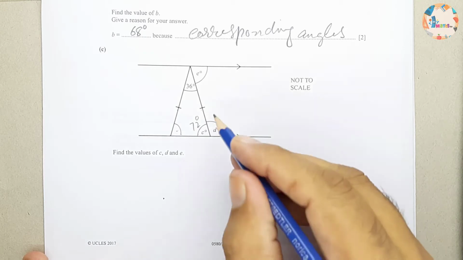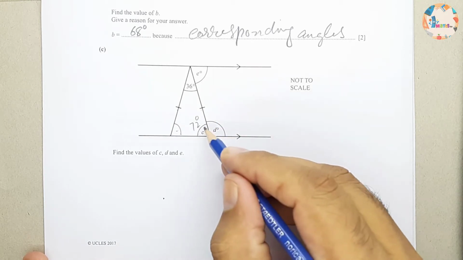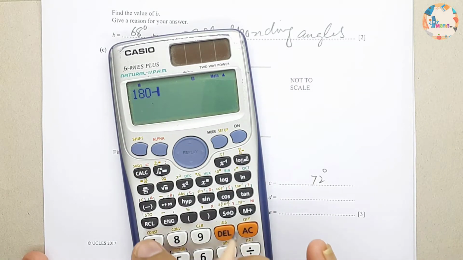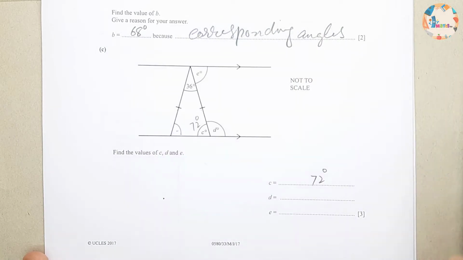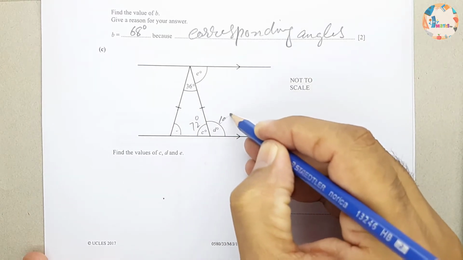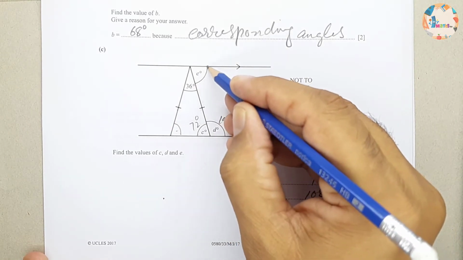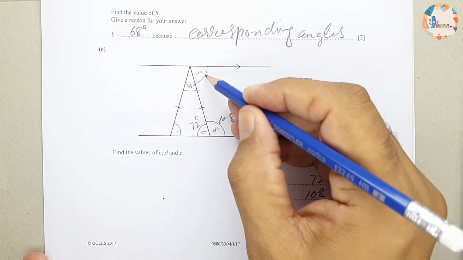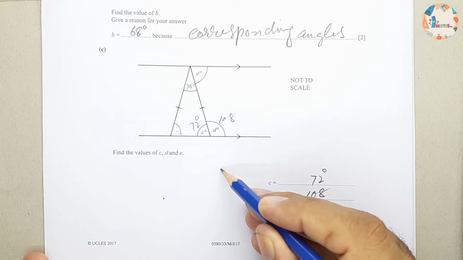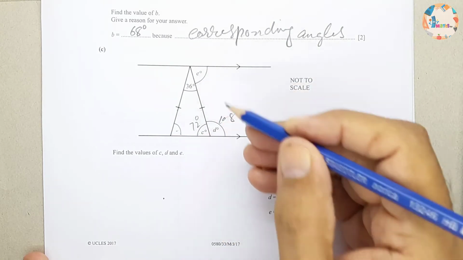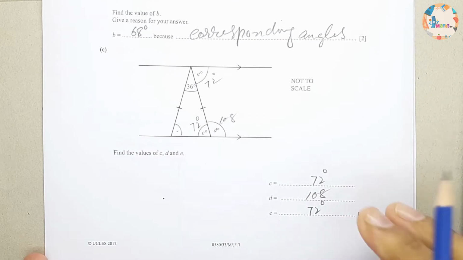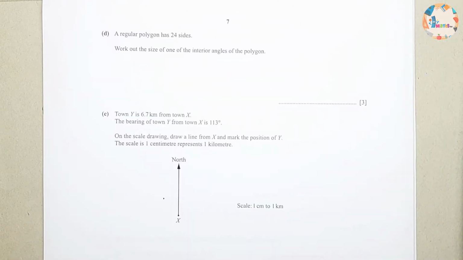Then we have to find this one, 180 minus 72, D. So 180 minus 72 will give us 108. So we'll write 108. Now we need this angle, and if we extend this, this angle will be equal to this angle. So this will be 72 degrees. So we can write 72 degrees. Hopefully you are understanding everything.